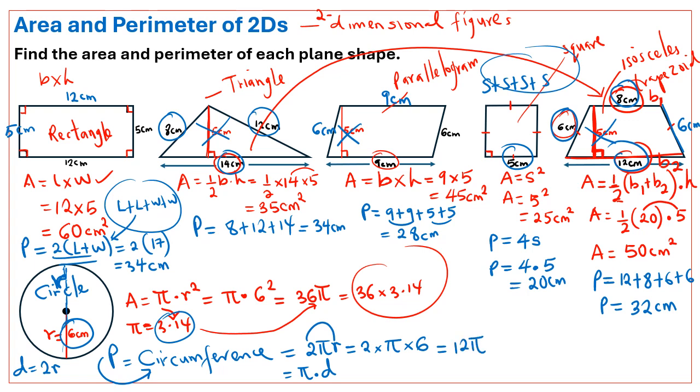If we took pi to be 3.14, this will be approximately 12 times 3.14, and whatever that result is, it will go with centimeter, and that will be your final answer.